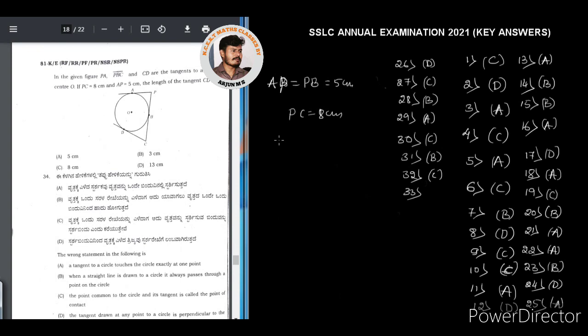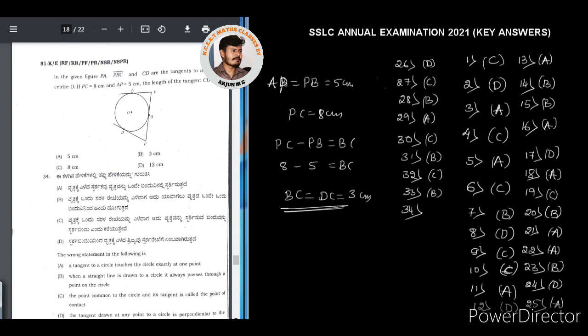By using these two values, we can easily find the value of BC, right? PC minus PB is equal to BC. Now PC is 8 centimeter and PB is 5 centimeter. We know that BC is also equal to DC because BC and DC are the tangents drawn from an external point C. So 8 minus 5 is 3 centimeter. So 3 centimeter is the correct answer. Option B is the right answer.